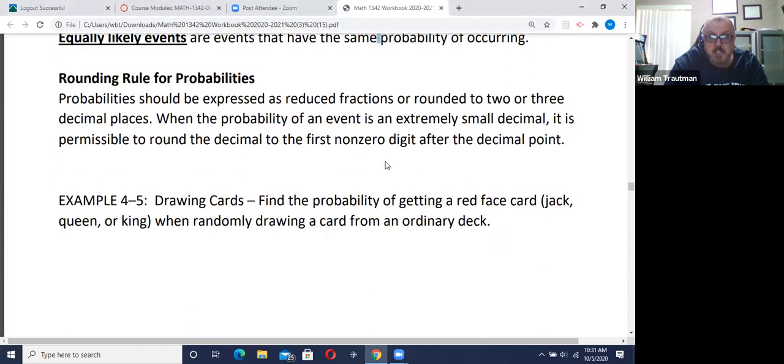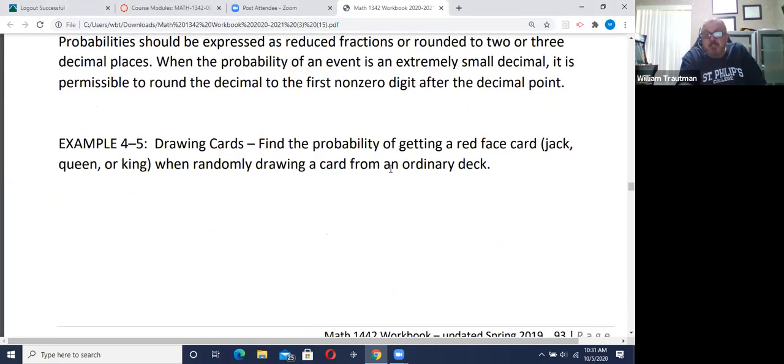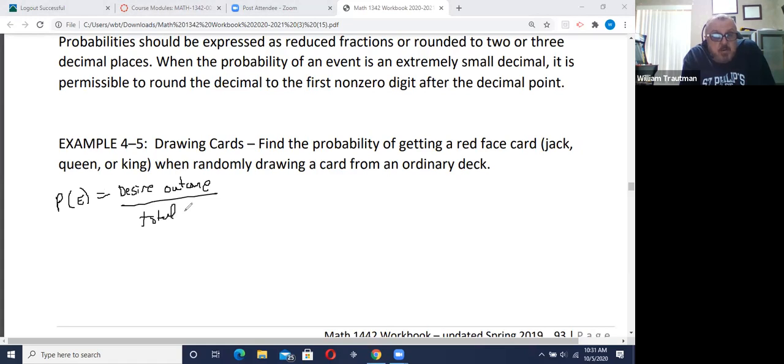Okay, so find the probability of getting a red face card, Jack, Queen, or King, when randomly drawing a card from a deck of cards. So the probability of an event happening equals the desired outcome divided by the total number of outcomes. Find the probability of getting a red face card when randomly drawing a card.